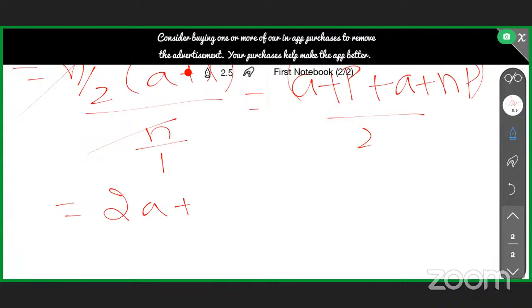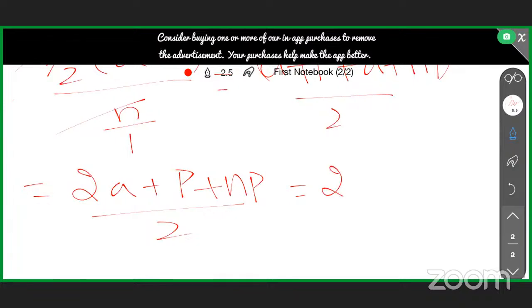Who told you to do 2 NP there? P is different, NP is different, you can't add them up. So this will become 2A plus, now I take P as common, this will become (N plus 1). Into P, all by 2. I split the 2 now. Let us see what happens.